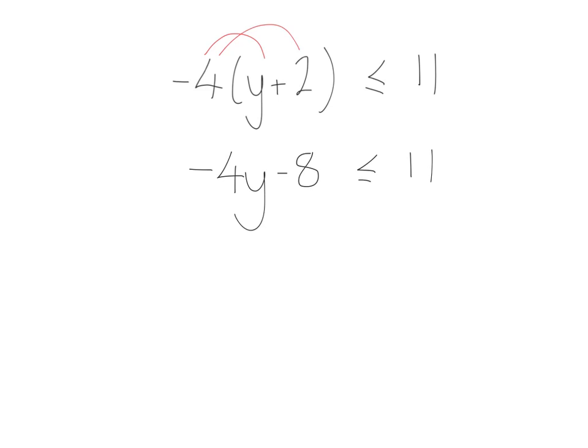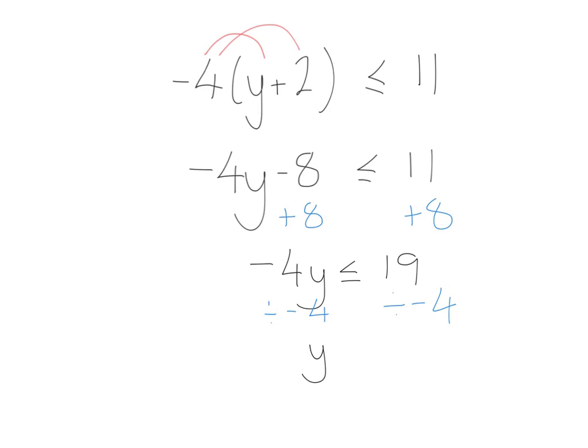Then we just need to solve the question like we normally would. We want to have the letters on the left, so we want to get rid of this -8 here. We don't want this -8 on the left hand side, we want that on the right. So to get rid of it from the left, we need to add it to both sides. So I'm going to have -4y is less than or equal to 19. I want to have y on its own, so I'm going to need to divide both sides by -4. But because I'm dividing by a negative, the direction of the sign needs to change. So if it was less than or equal to, it will now be greater than or equal to, and that will be -19/4.